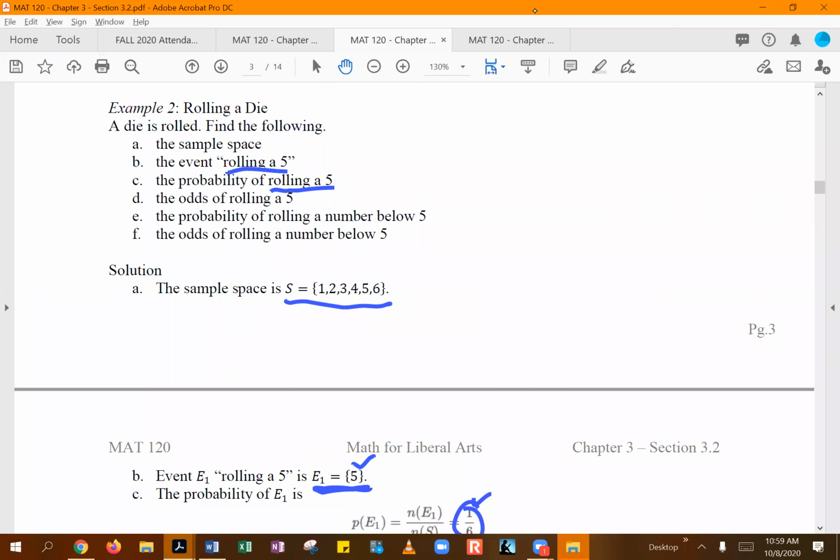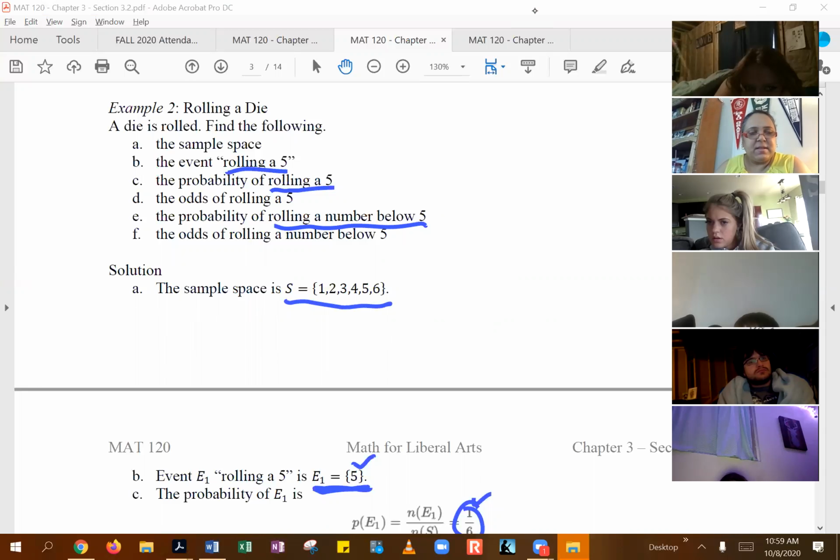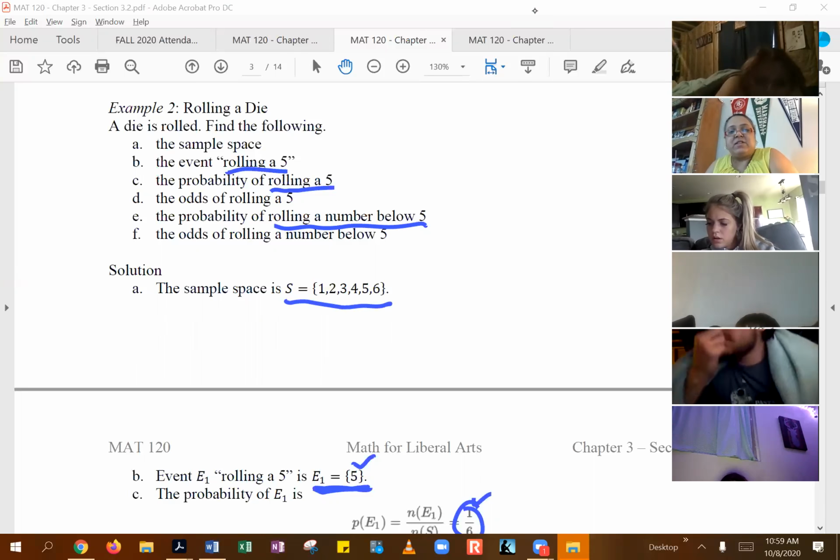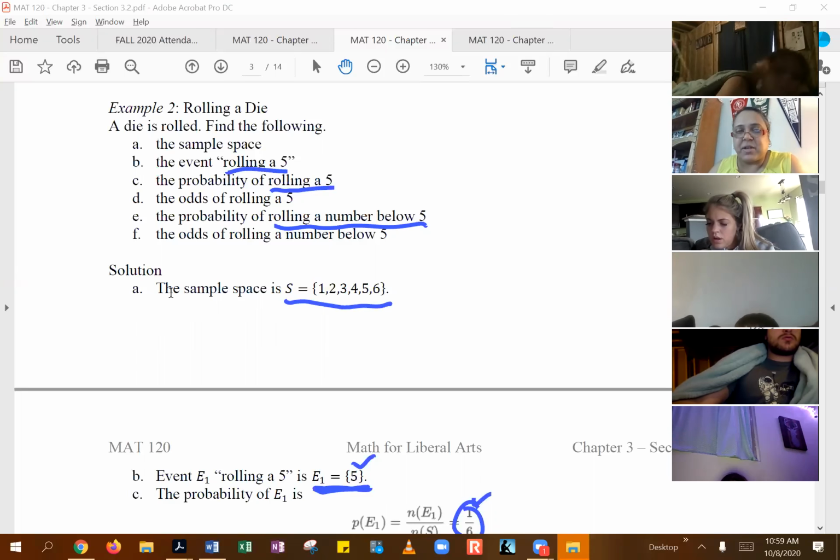Again, in event E, they're talking about what is the event and then the probability that you would roll a number below 5. Now think about this. Yeah, Aaron, that's exactly what a sample space is. All the possibilities that you can come up with. And that's going to be based on what the experiment is and what you think the possible outcomes would be.